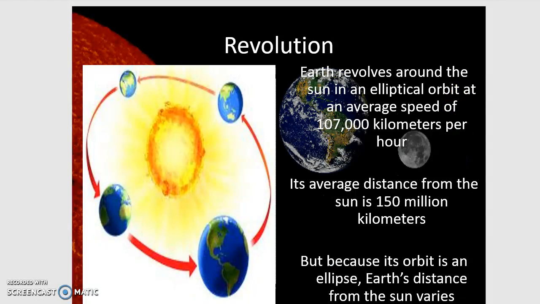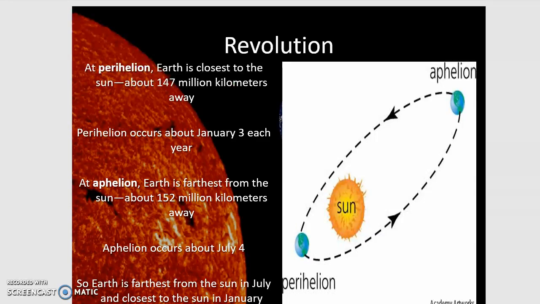All right, on to revolution. Revolution is the motion of Earth orbiting around the sun, and this gives us a year. If you look, it says that the Earth's average distance from the sun is about 150 million kilometers. However, that is going to vary over time, meaning that there are actually positions within Earth's orbit that are closer to and farther from the sun.